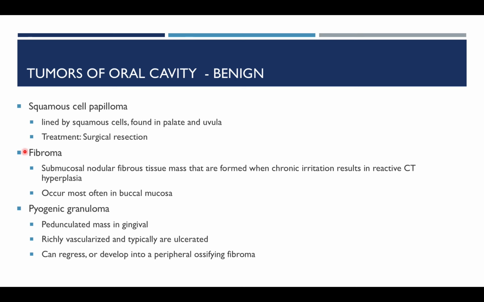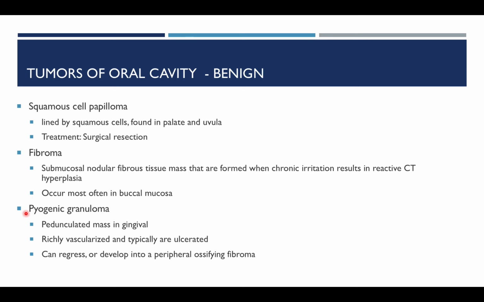There can also be fibroma, which basically occurs due to chronic irritation, which results in hyperplasia, which then results in nodular fibrosis of tissue, which eventually leads to a fibroma. And the most common location that we can have fibromas is buccal mucosa.